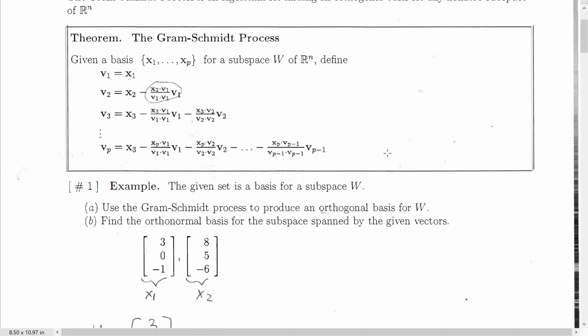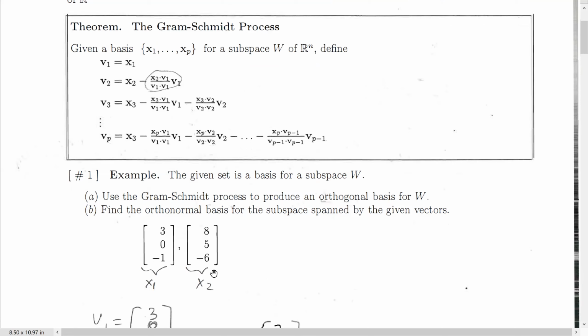All right, so now we have examples. Once we understand the formulae, then it's pretty straightforward to just plug in the coordinates of the vectors. Use the Gram-Schmidt process to produce an orthogonal basis. Find the orthonormal basis for the subspace spanned by the given vectors. So we have given vectors x1, x2. Now my first vector v1 is my x1 vector.